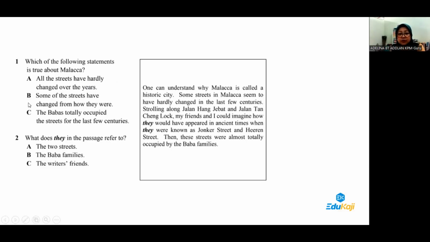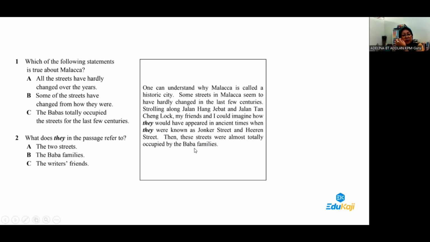B: some of the streets have changed from how they were. Let's look. Strolling along Jalan Hang Jebat and Jalan Tan Cheng Lock, my friends and I could imagine how they would have appeared in ancient times when they were known as Jonker Street and Heeren Street. And then C: the Babas totally occupied streets for the last few centuries. The text says these streets were almost totally occupied by the Baba families. For the last few centuries, you're talking about here, this is actually talking about the present situation.